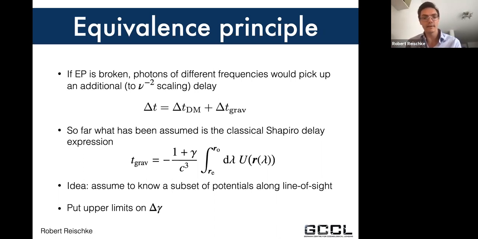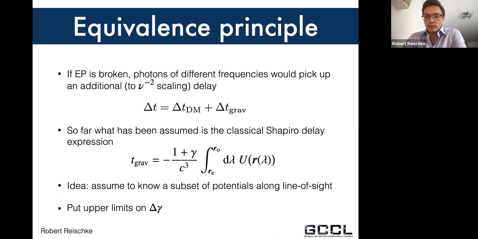And what will happen is that the time delay you are measuring picks up an additional delay, additional to the ν^-2 scaling, which we talked about before when talking about the dispersion measure. And I call this a delta T grav here. And what has usually been done is that for this gravitational time delay, one would assume the normal classical Shapiro delay expression, which would just be this expression over here, where you integrate over the potential along the line of sight from the emission to the observer.